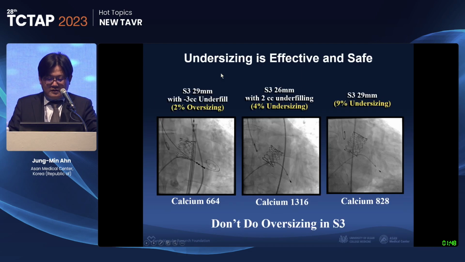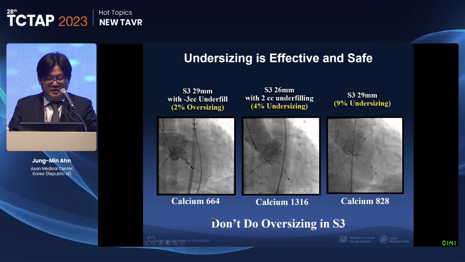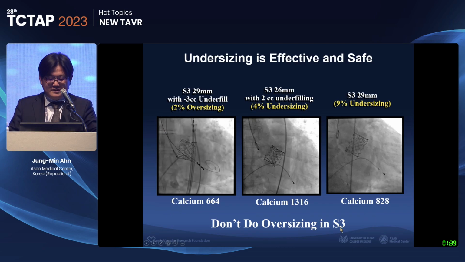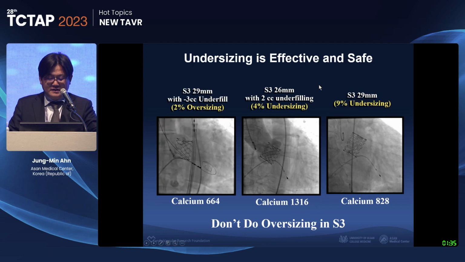So in every bicuspid aortic valve, undersizing or nominal sizing is effective and safe. So I think don't do oversizing in SAPIEN 3.